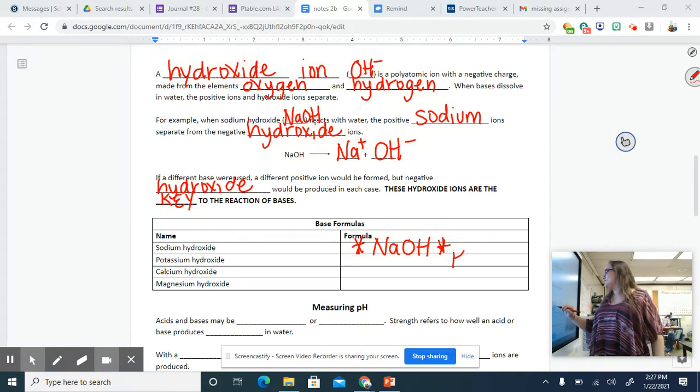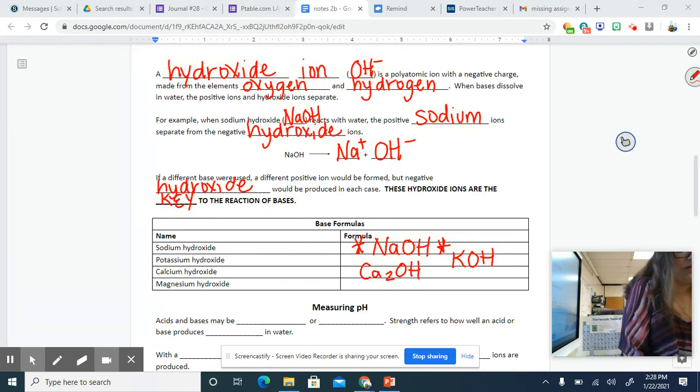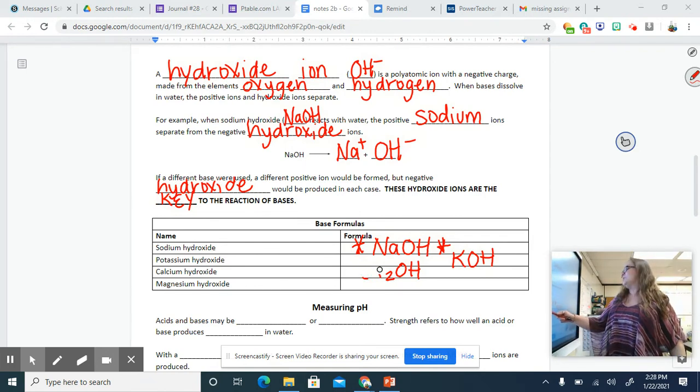Potassium hydroxide is just KOH. Calcium hydroxide is Ca2OH, because you actually have to have two, right? Or is it the other way around? It's one way or the other. Yep, it's the other way around. That's all right. I know you needed two of them.